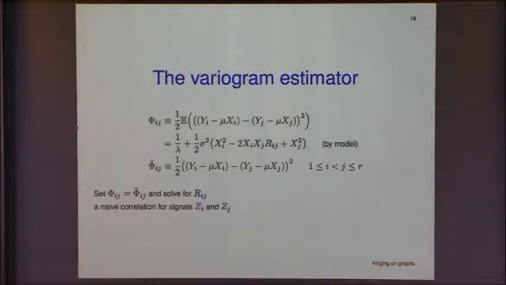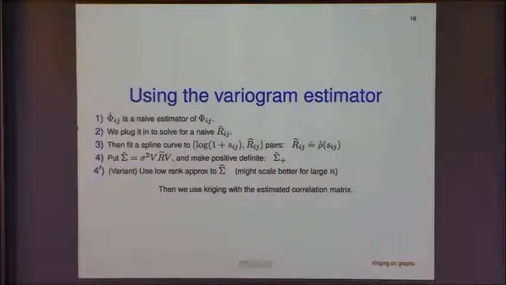The model gives you this formula. The important thing is Rij. We'll equate what the model says the variogram should be to the actual variogram. We can plug this in and back solve for Rij. So we back solve and get a naive thing. We fit a spline to say what are these naive correlations as a function of similarity. Pop them into a matrix. The matrix might not be positive definite. We would actually like it to be positive semi-definite. And so then we force it to be positive semi-definite, just bonk any negative eigenvalues up to 0.